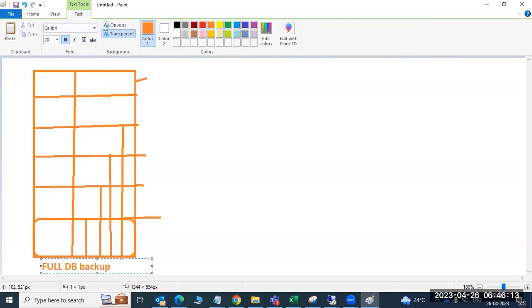Got it? You understand? Any questions here? I ask one by one because the remaining two will get confused. So full DB backup means taking the complete DB backup. Any questions, anyone, regarding this one? It's clear, right? Complete DB backup means taking the full data backup.